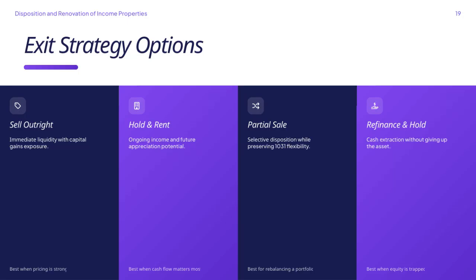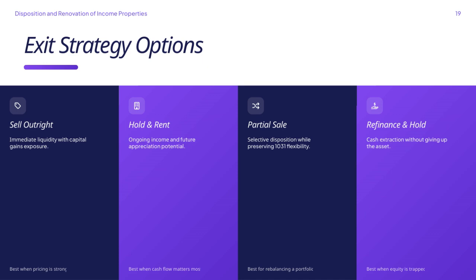Here are some common exit strategy options to consider when managing your investments. First, selling outright provides immediate liquidity and exposes you to capital gains. This approach works best when market pricing is strong, allowing you to maximize your returns quickly. Next, holding and renting your property can generate ongoing income while still offering potential for future appreciation. This strategy is ideal when consistent cash flow is your priority.